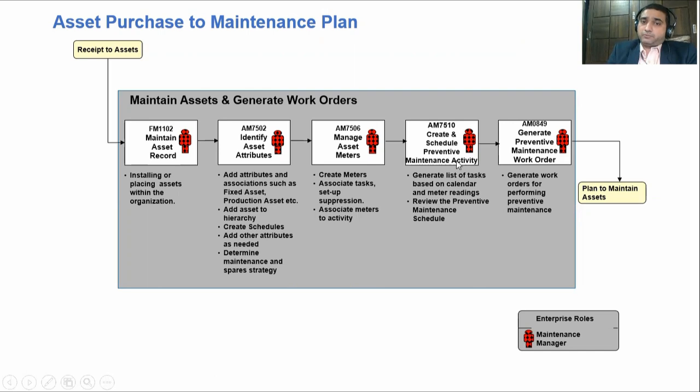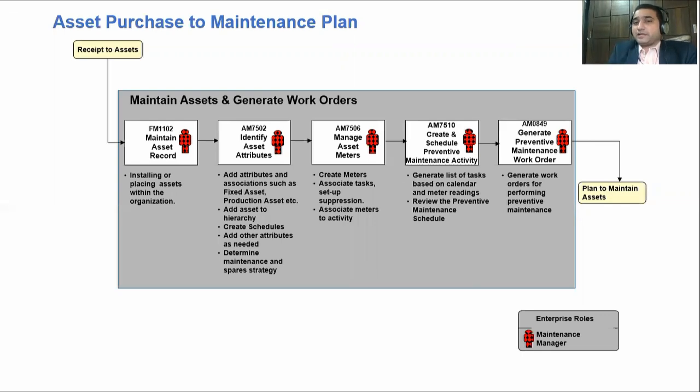Then comes the process create and schedule preventive maintenance. Whatever strategies you have defined, based on that you will create a maintenance schedule, where you will generate the list of tasks based on the calendar and the meter readings. Like after 1,000 shots, my machine needs to be maintained for these parts. Or like every month in the second weekend, I will do this task for this particular machine. So these are the kind of preventive schedules which you will prepare for your asset.